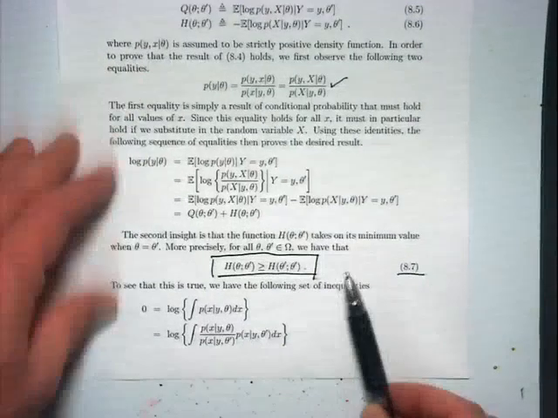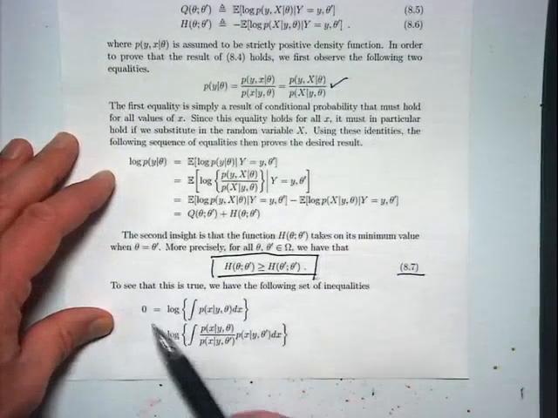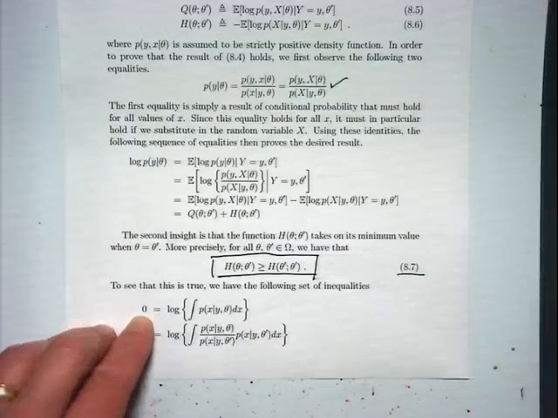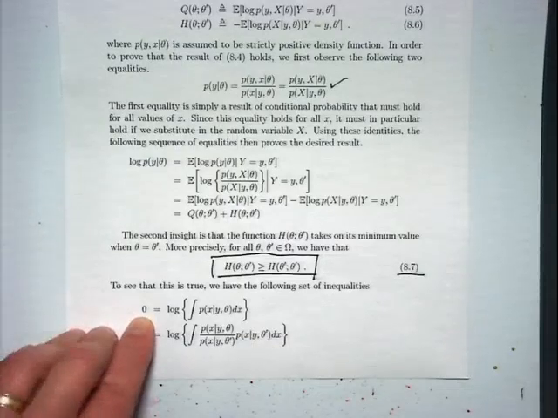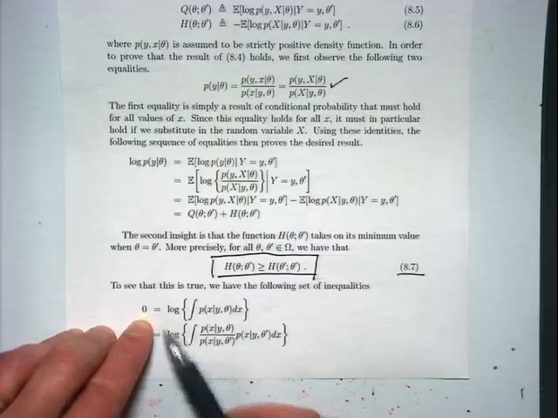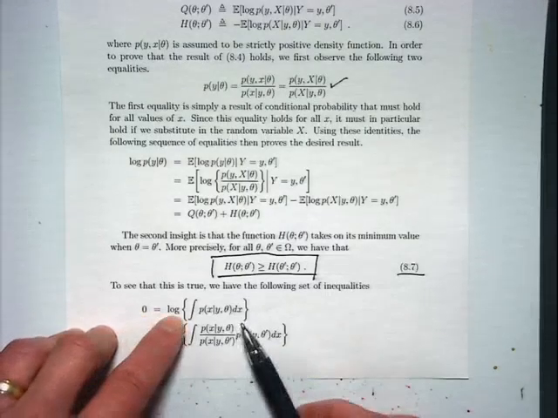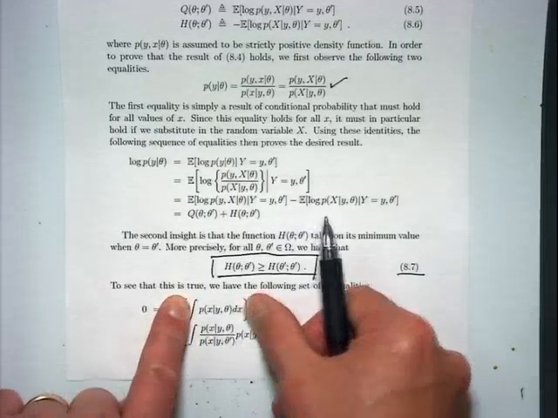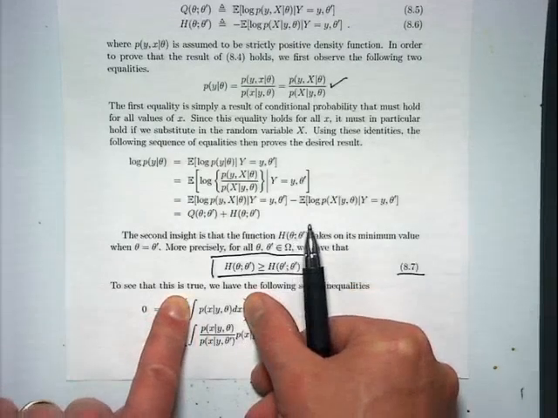So the proof of 8.7 is here. So this is the proof. The proof isn't real intuitive. When you get to the end, you get the right result, but the steps seem a little bit unmotivated. You first off say the log of this integral is 0. Why? Because that integral is 1. That's a probability density function, so its integral has to be 1. The log of 1 is 0.